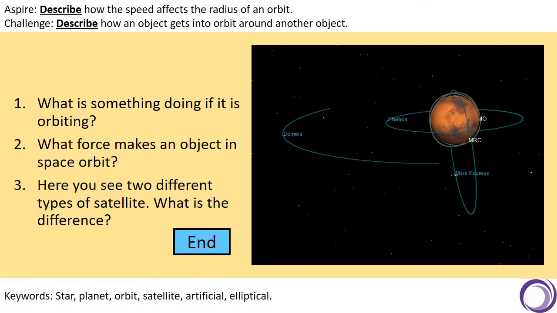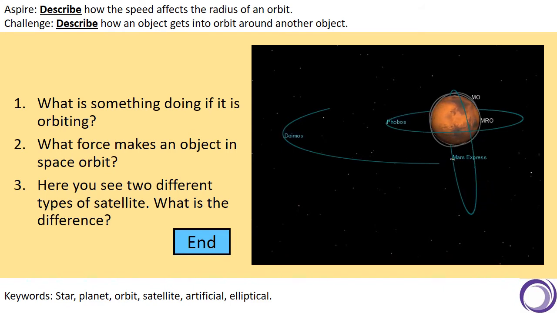Question one then, what is something doing if it's orbiting? Well, it's simply going around another object in a set path. Could be a circular path, but it doesn't have to be. It can be an elliptical path. Question two, what force makes an object in space orbit? We're always going to be talking about gravity. Gravity is the force that we're going to be talking about.